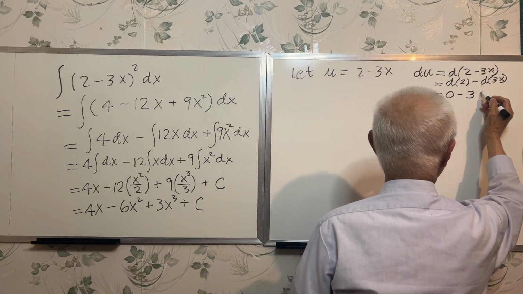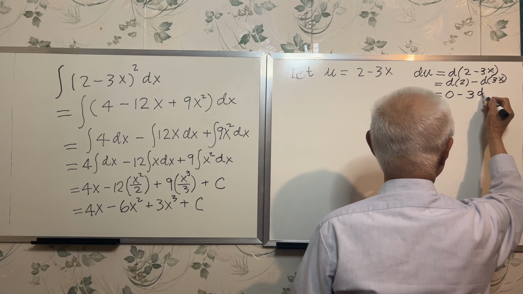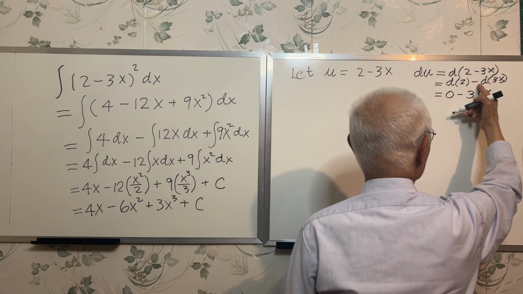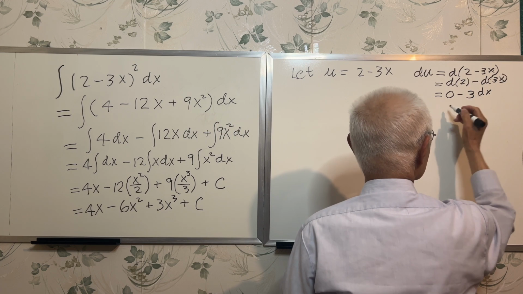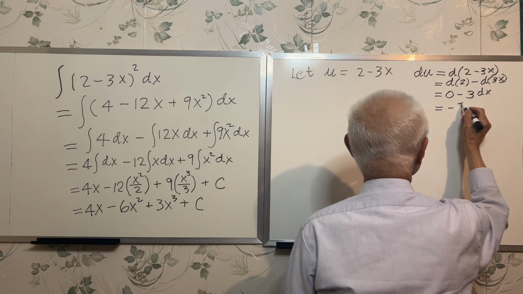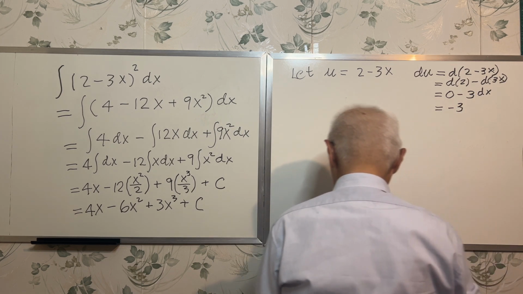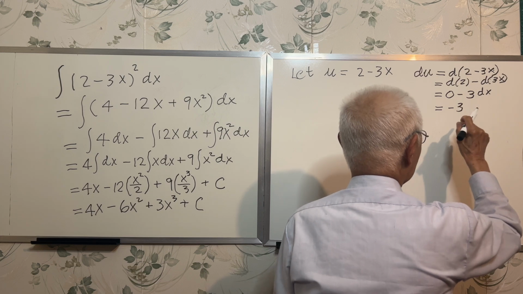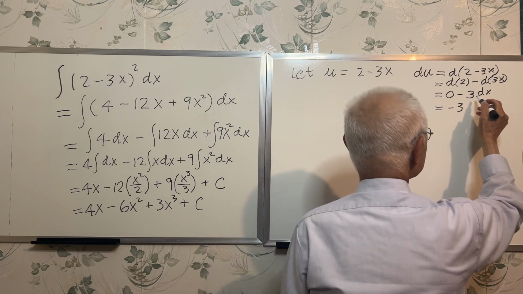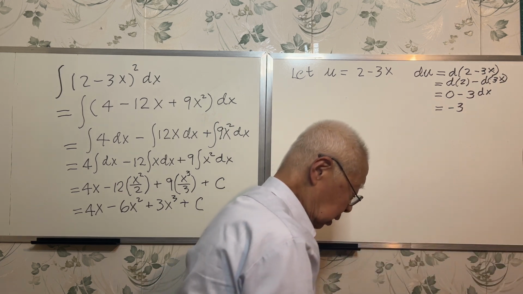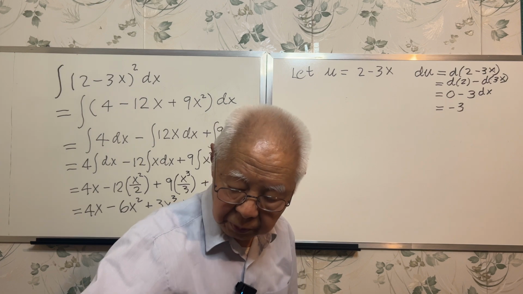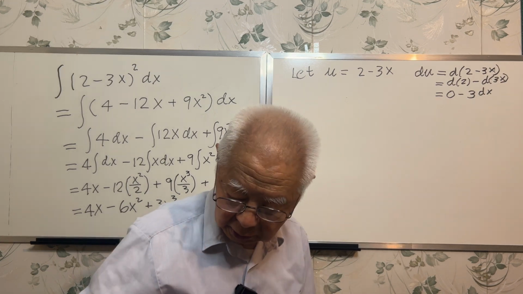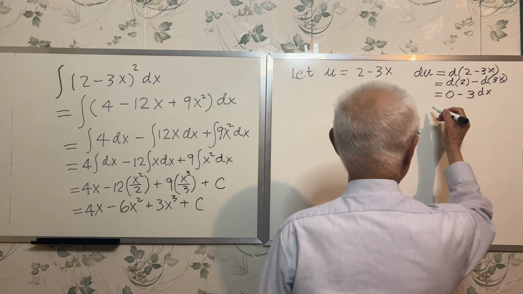Because if you want to write step by step, you can write this. Move the 3 in the front, and this becomes 3 dx. But dx is 1, so you have minus 3. Oh, no, wait a minute. Sorry, I just made a statement wrong. Dx is just dx. All right. So we have an expression, minus 3 dx.